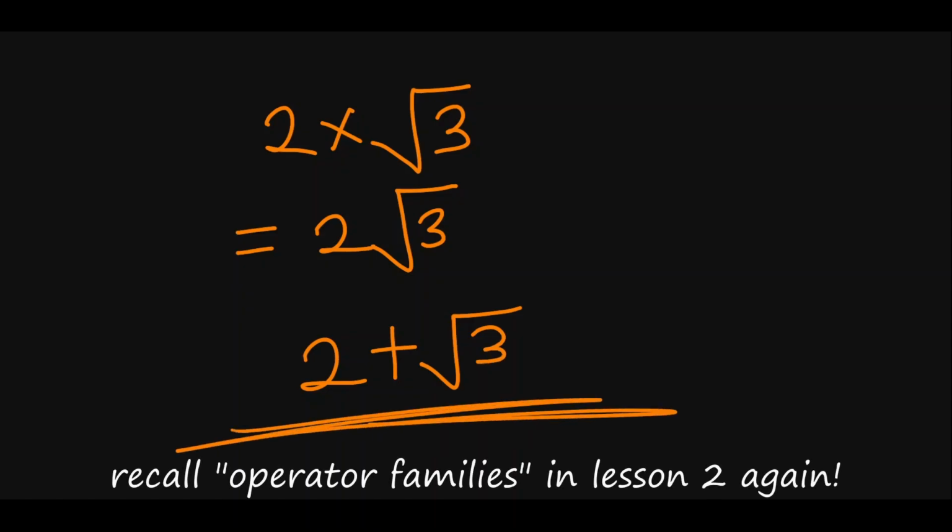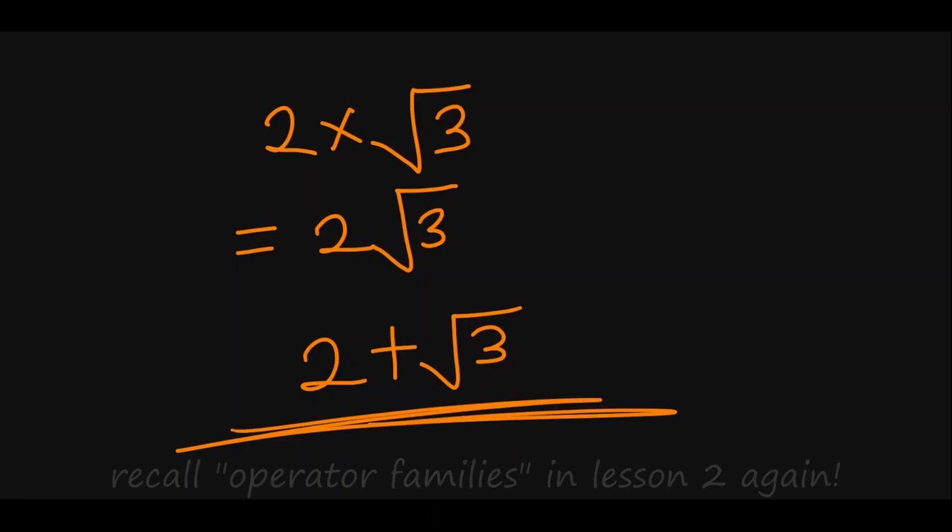No, it ends this way, 2 plus root 3. Because plus is not a member of the same family where roots came from. Plus is part of the addition family. So this is one of the major properties of roots you must know, because this is one of the mistakes people make. When they see plus, they still manipulate it with roots. You cannot manipulate plus and minus with roots.